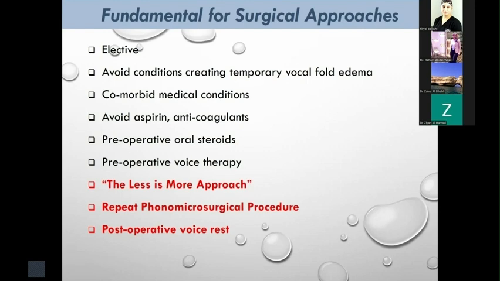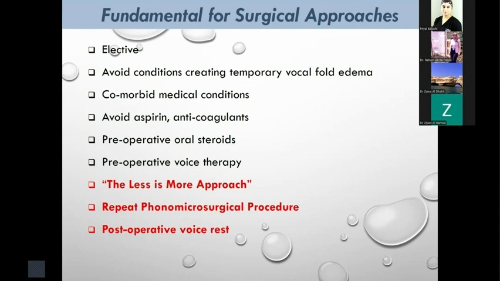And furthermore, we have to bear in mind and accept the possibility that a small percentage of our patients might need a repeat phonomicrosurgical procedure. That is, in fact, a small price that we pay for minimizing the risk of over-aggressive resection of the epithelium or the lamina propria, and thus a resultant scar formation and worse post-operative voice outcome.